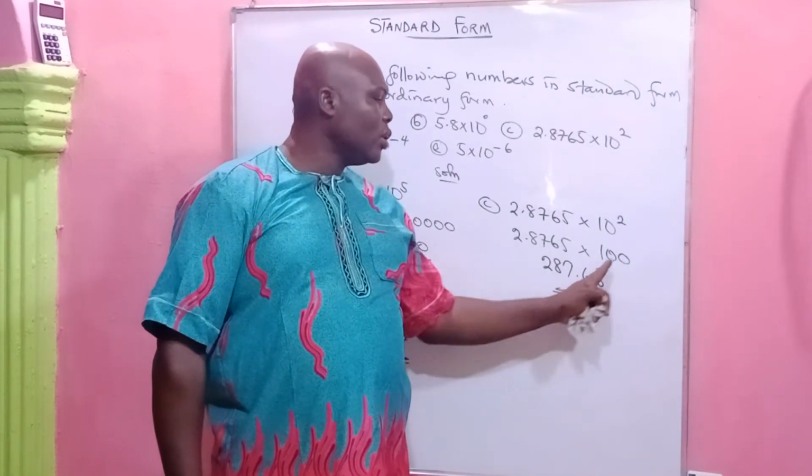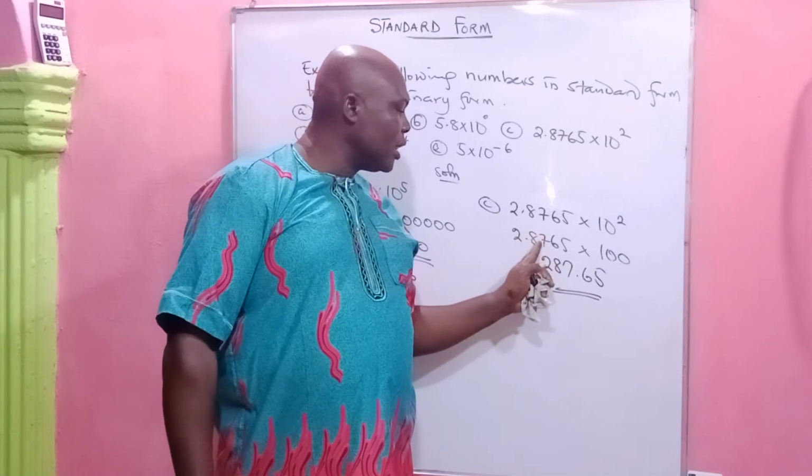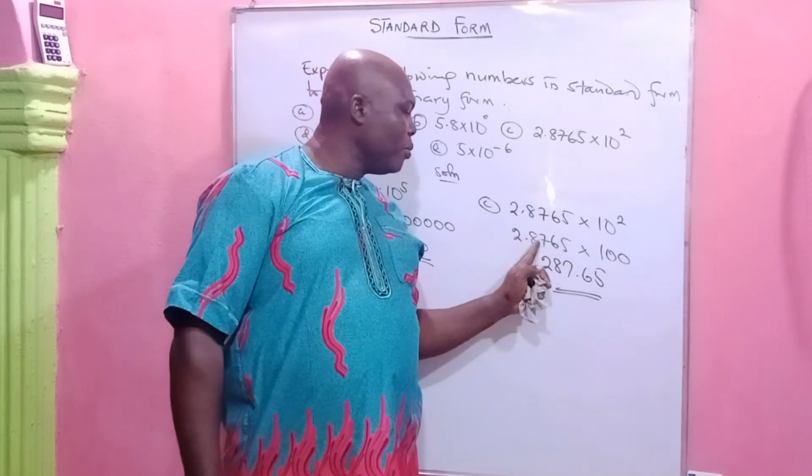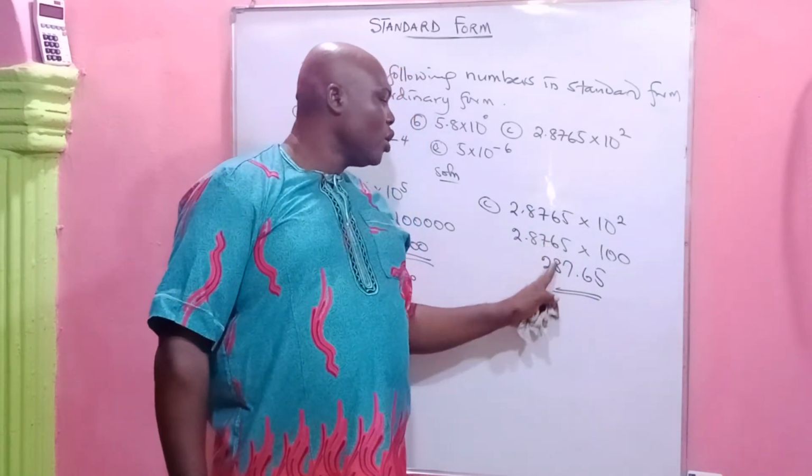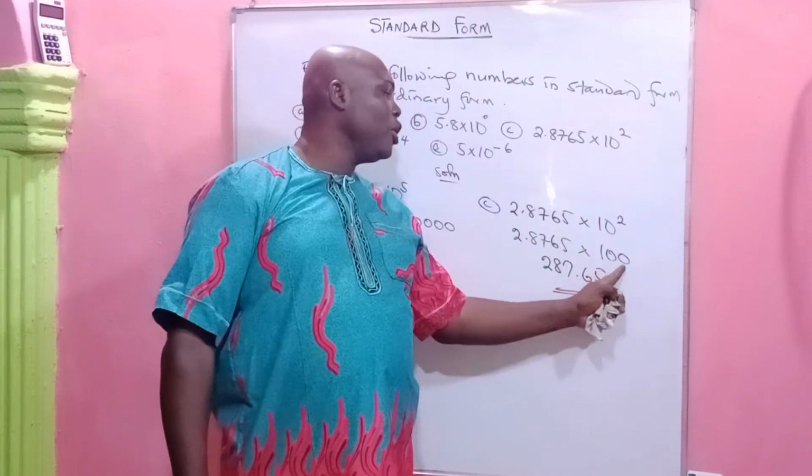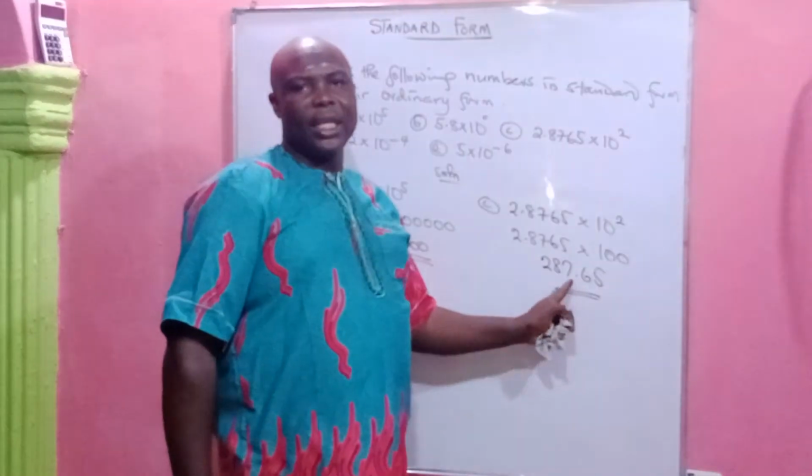So what I simply do is, for 1 0 to go, I move it 1 decimal point. For the second one to go, I move it another decimal point. So it becomes 287.65. Or simply times that by 100, you will still get this.